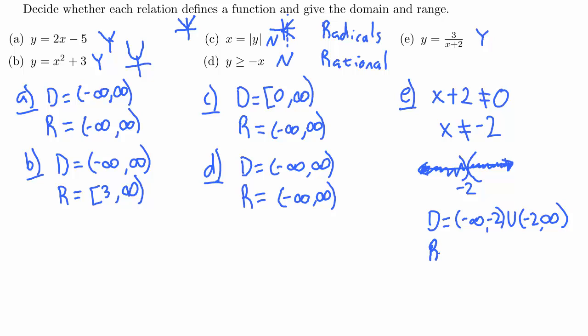And again, the range, I'm not going to talk about why. It's -infinity to 0 union 0 to infinity. We'll talk more about why the range is -infinity to 0 union 0 to infinity in the next chapter. It'll be section 3.5.